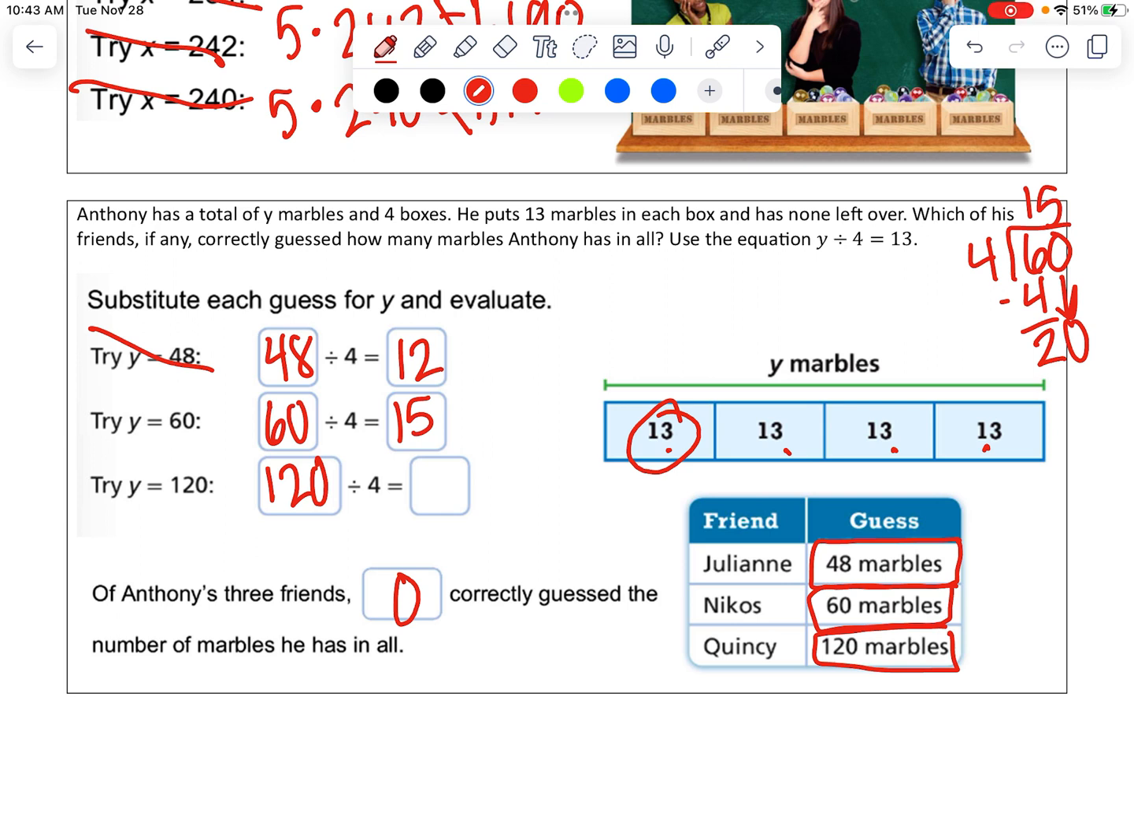To get your answer, you would just do 13 times 4, because there's 4 boxes and they each have 13 in them, and you would get 52. So 52 would have been the correct answer. If we would have kept going and we did 120 divided by 4, we would have gotten 30, because I know 4 goes into 12 3 times, so 4 goes into 120 30 times.